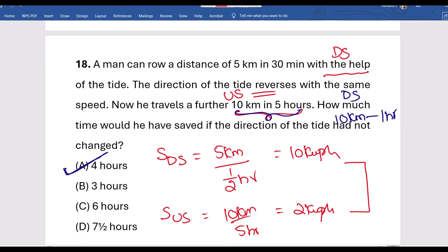Read the question properly. If it is not reversed, it means we are going upstream now. If you go downstream, 10 kilometers is covered in 1 hour, but you take 5 hours. So when you go normally, you can save 4 hours. The concept is the same, nothing changed. You need these terminologies: along with the stream means with the help of the stream. Reverse means opposite to the stream.